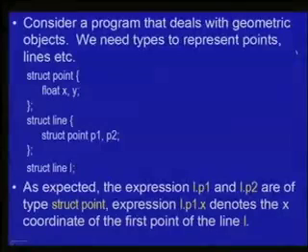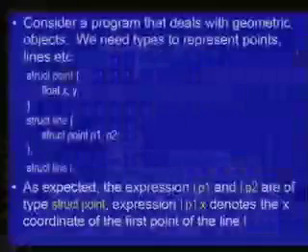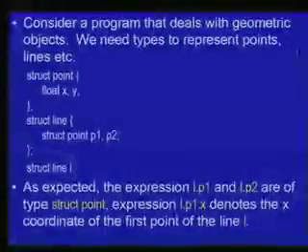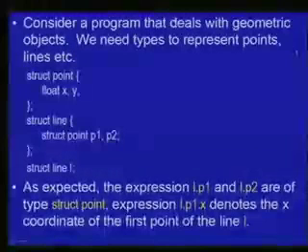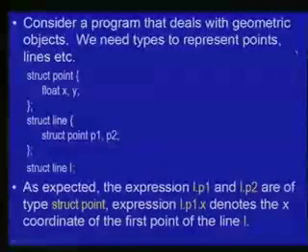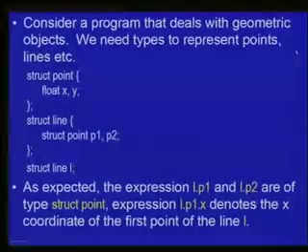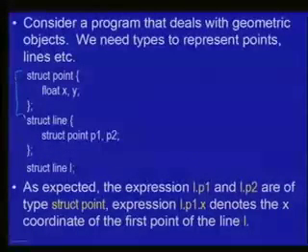Okay, now we can also have structures inside structures. So we can have one structure type as a field or a component of another more complex structure type. As an example, consider a program that deals with geometric objects. For this program we need types to represent points, lines, and so on and so forth. So we could represent a point by just its xy coordinates. So here is a declaration for a structure which represents a point.